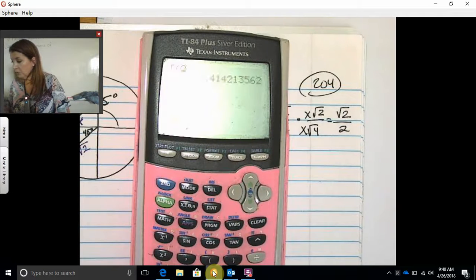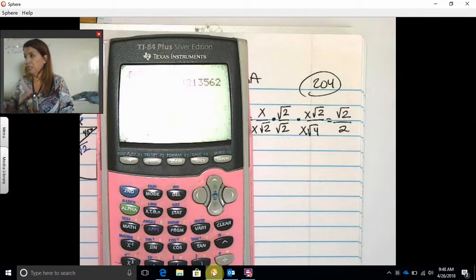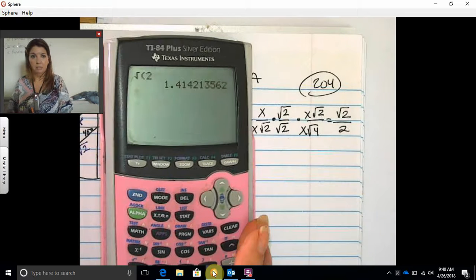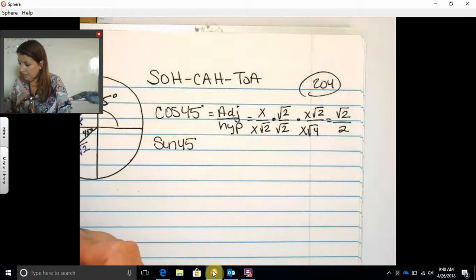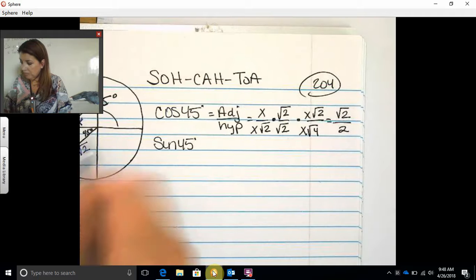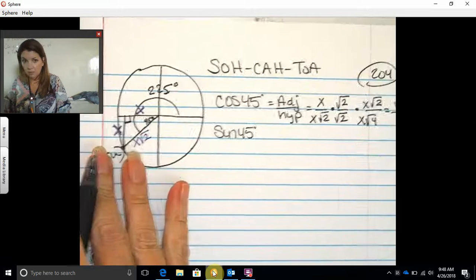Square root of 2 means 1.41421356. Does that cancel with the number 2? No. Whoops, I can't see that. You get it though. So is that going to be negative or positive? What's the x values in this quadrant? Negative.